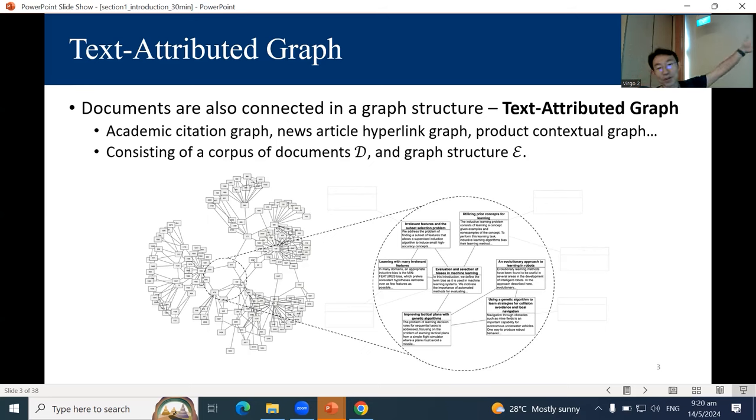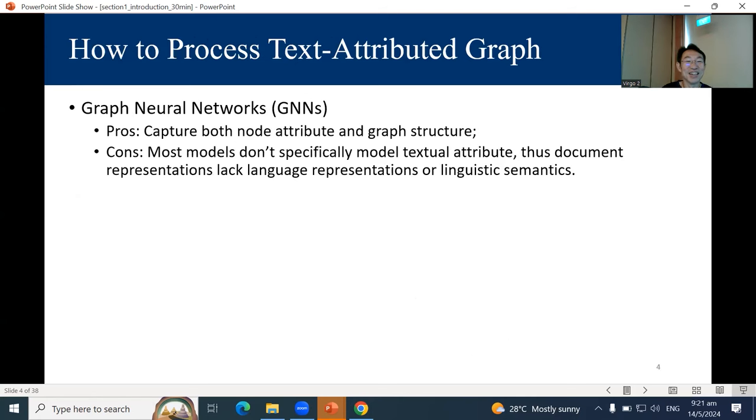Okay, so some very basic notation, the corpus of documents, we're just going to call it D, and that's going to be consistent. And the graph structure is going to be called epsilon, which is kind of like E, just written in a nicer way. Okay, so how would you process text-attributed graph?